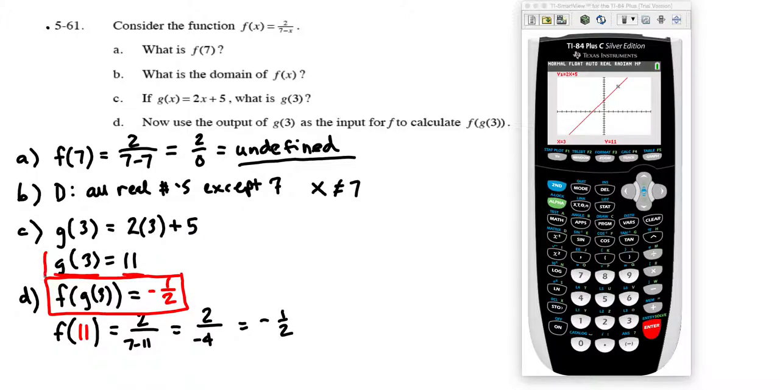So I'm just going to box in my answers here so that you can see. Remember, this is D, this is C, this would be B up here. Remember, it could also be this one. And then A we said was undefined.